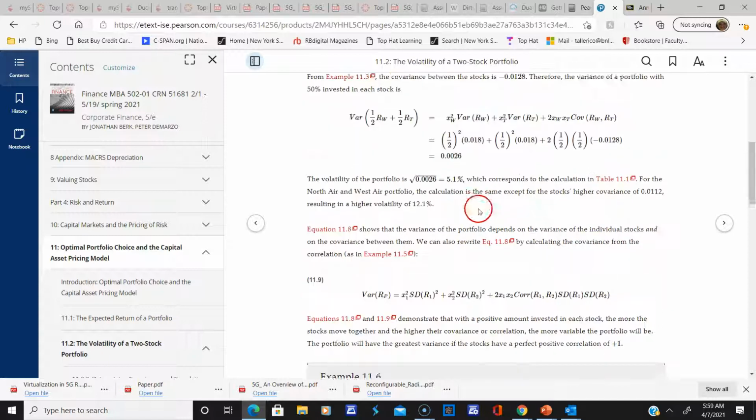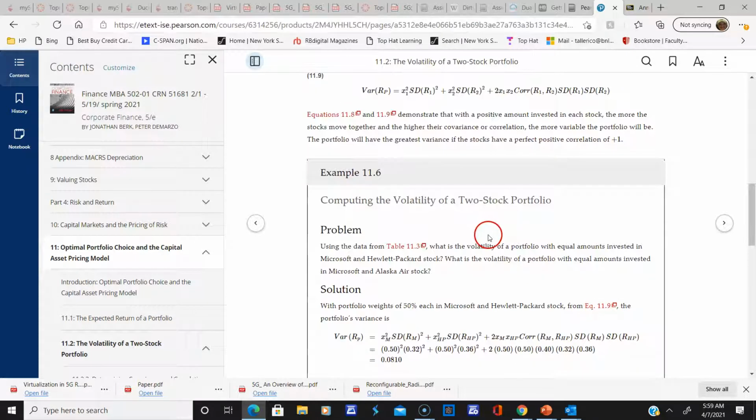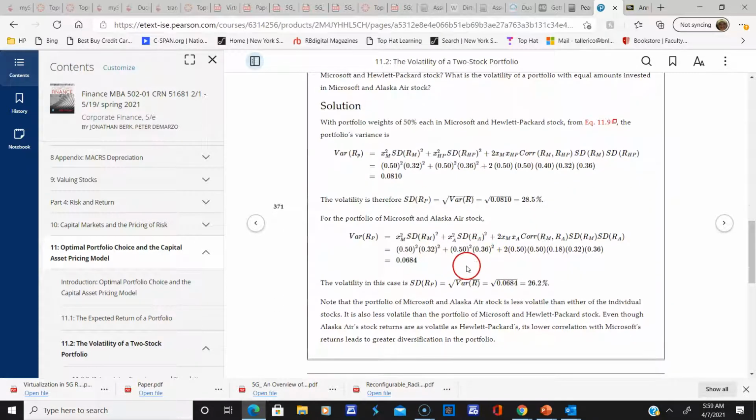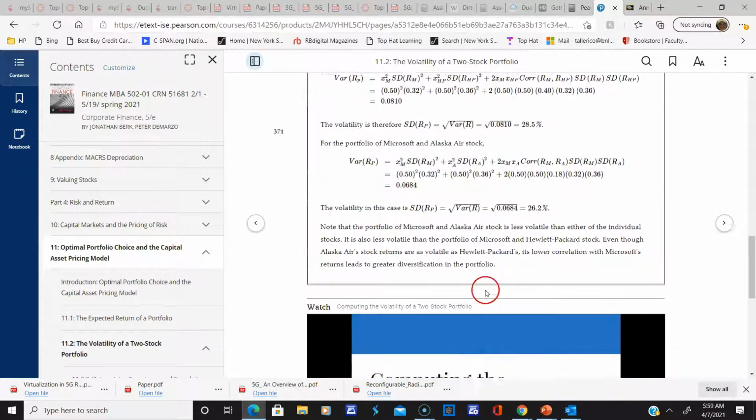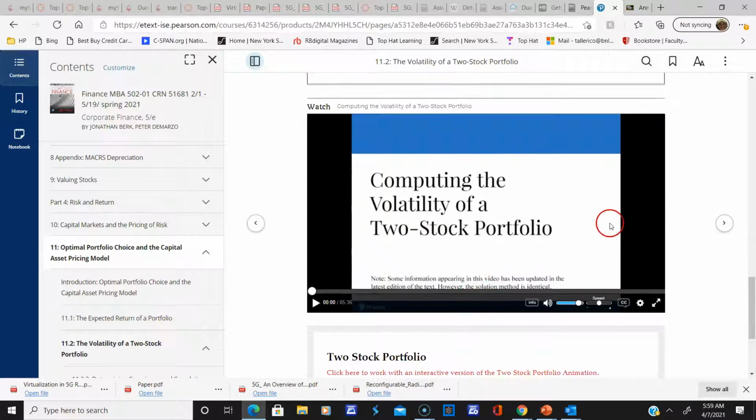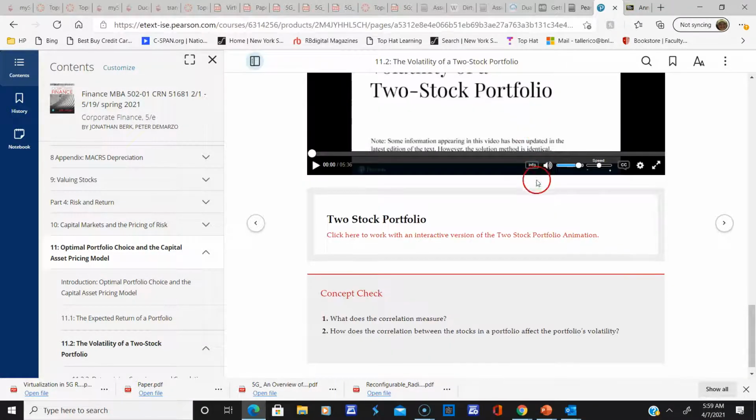So he goes to a nice example here. And there's another one here. You can stop here and go through this. If you have any questions, just go through that. All right, so this was what we just watched, okay?